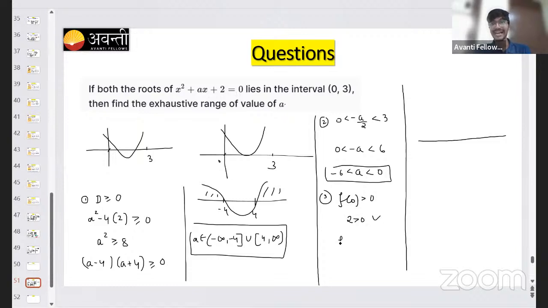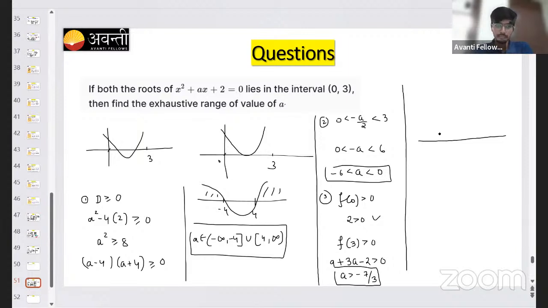This is true. And f of 3 should also be greater than 0. So f of 3 रखा तो 9 plus 3a minus 2 greater than 0. So 9 minus 2 7. So 3a plus 7. So a is greater than minus 7 by 3. अभी बराबर है ना? 9 minus 2 7, yeah.